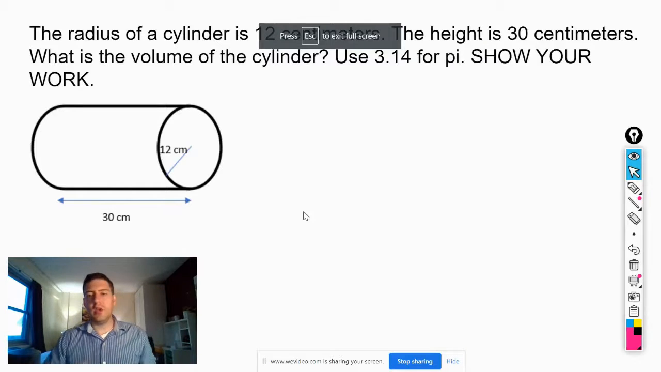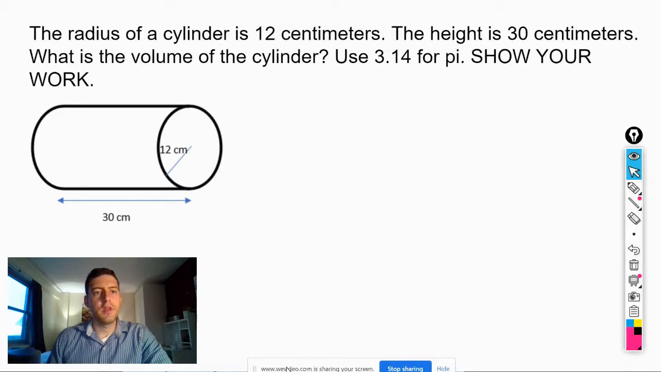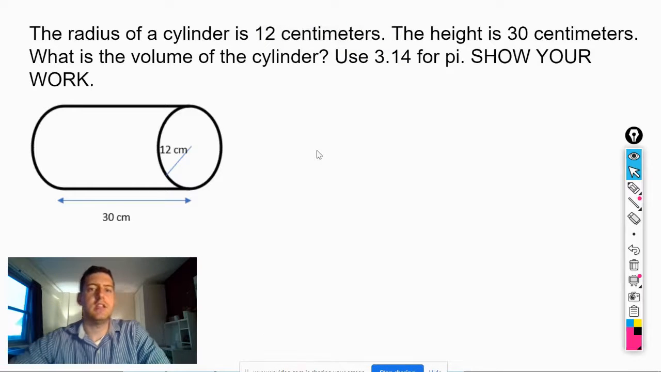Okay, let's do a couple problems here. The radius of a cylinder is 12 centimeters. The height is 30 centimeters. What is the volume of the cylinder? Use 3.14 for pi and show your work.